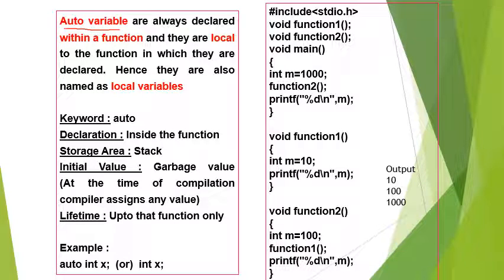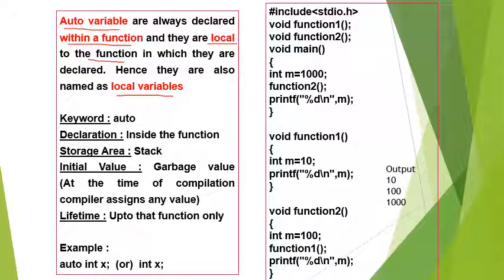Auto or local variable. Auto means automatic variable. Automatic variables are declared within a function and they are local to the function. Their value is available only inside that function. That is why it is called a local variable.